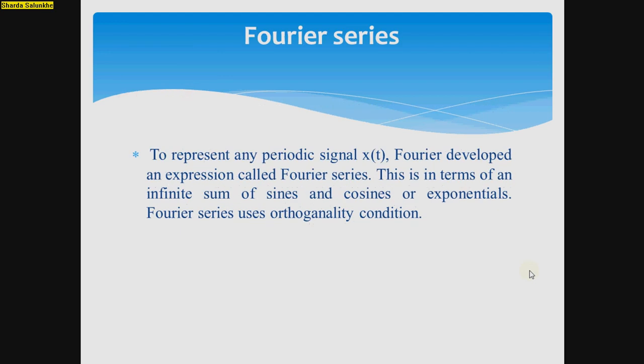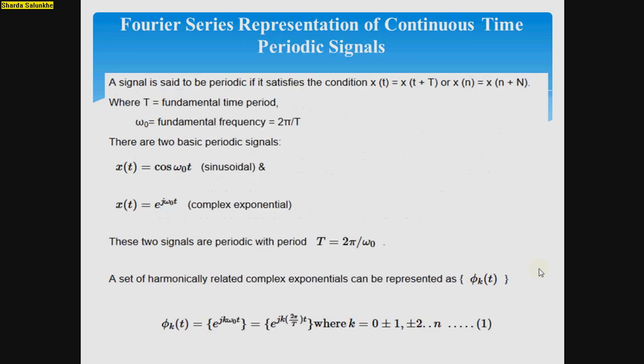Fourier series. To represent any periodic signal x of t, Fourier developed an expression which is called a Fourier series. In terms, it is an infinite sum of sine and cosine terms, as well as exponentials. Fourier series uses the orthogonality condition. This orthogonality condition will be explained in my next presentation.